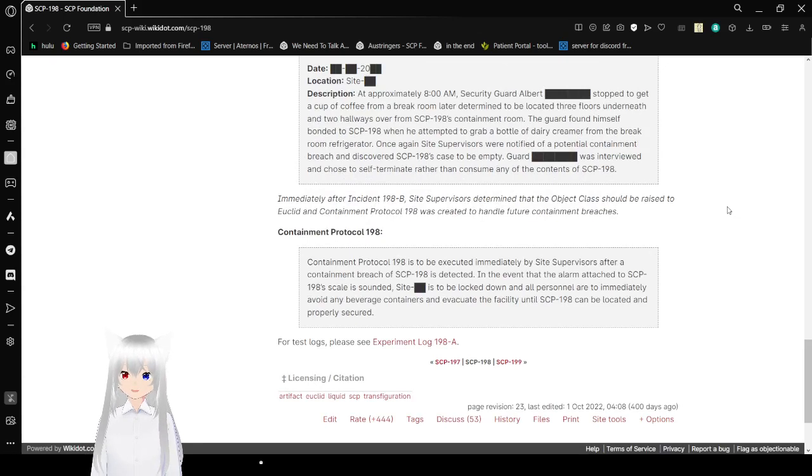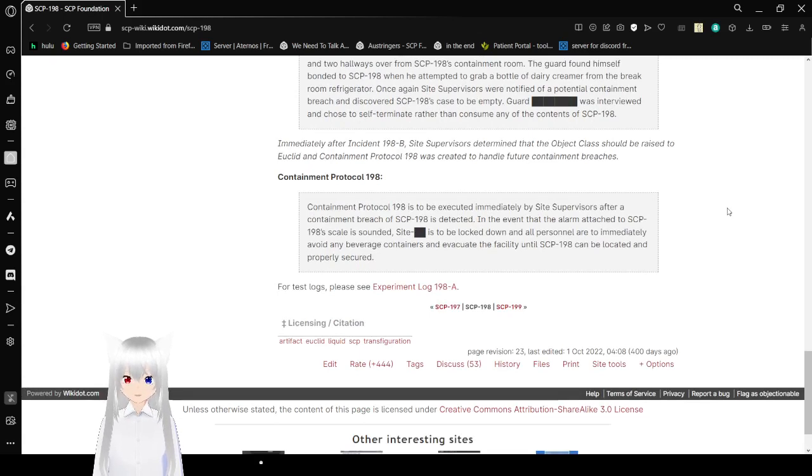Immediately after incident 198B, site supervisors determined that the object class should be raised to Euclid and Containment Protocol 198 was created to handle future containment breaches. Containment Protocol 198 is to be executed immediately by site supervisors after a containment breach of SCP-198 is detected. In the event that the alarm attached to SCP-198's scale is sounded, Site [redacted] is to be locked down and all personnel are to immediately avoid any beverage containers and evacuate the facility until SCP-198 can be located and properly secured.